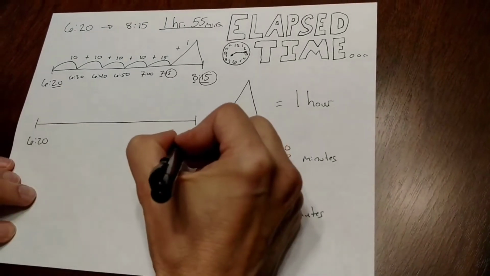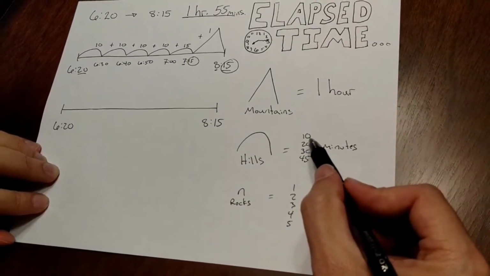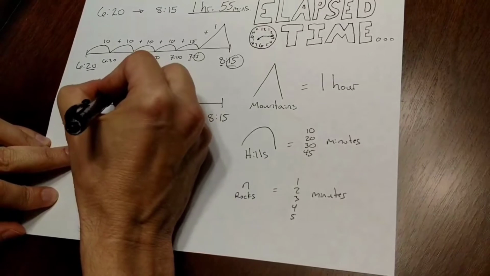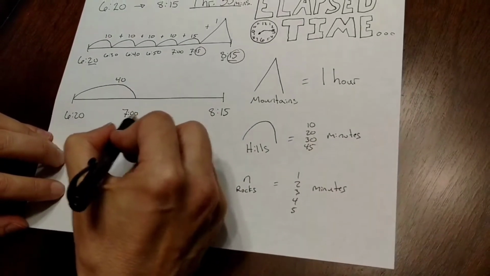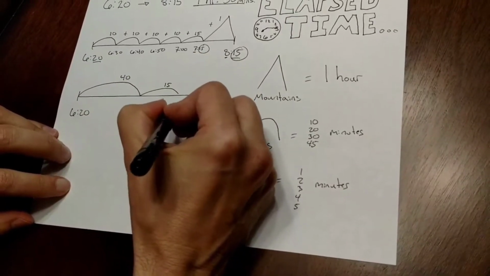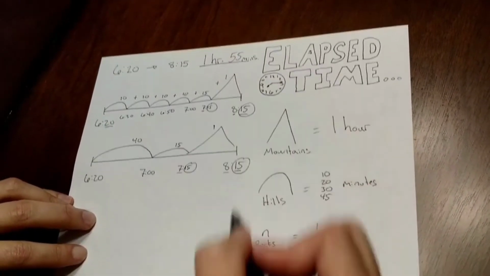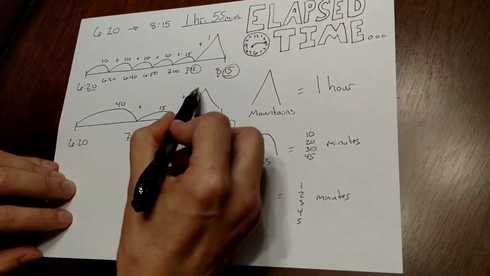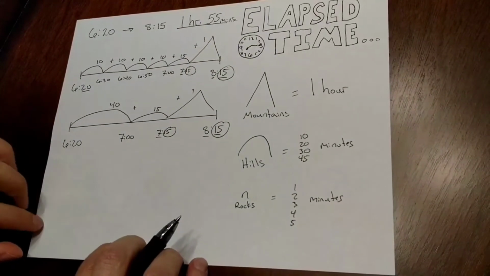So again, I'm going to start at 6:20, and I finished at 8:15. Instead of counting by 10 for my hills, this time I'm going to do 40, because I know 6:20 plus 40 is going to put me right to 7 o'clock. Okay, so now I just need 15 more minutes to match up here. So a smaller hill, 7:15, and now again I just need 1 hour, one mountain. So I have 40 plus 15 plus my hour gives me 40, 50, 55 plus 1 hour, 1:55. Lots of different ways that we can do elapsed time.